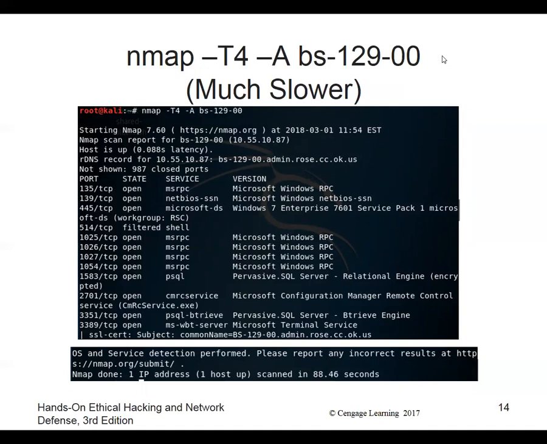Why does it have SQL running? Does anyone know? Because we have FTK installed on this machine. So it's one of the forensics tools. But every time you have something more installed, now we have more vulnerabilities out there.